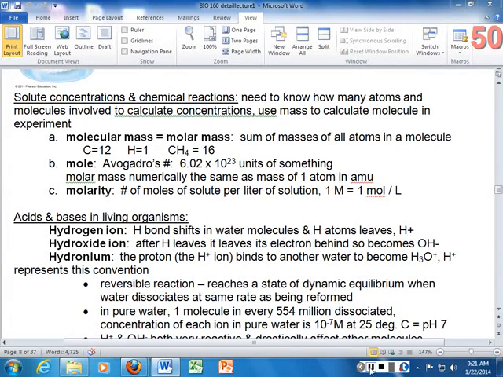And the mole is real convenient because on the periodic table, that number that is the mass of one atom is also the mass of 1 mole in grams. So then you don't have to calculate that out. That number is just there for you. A mole is 6.02 times 10 to the 23rd units of something. That is a number you will want to know.